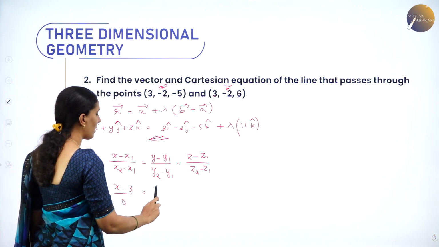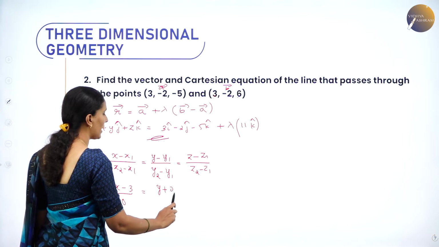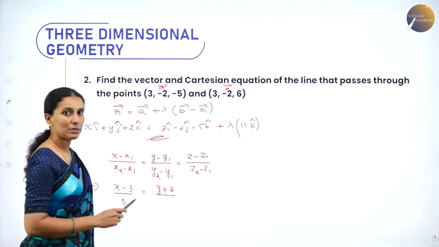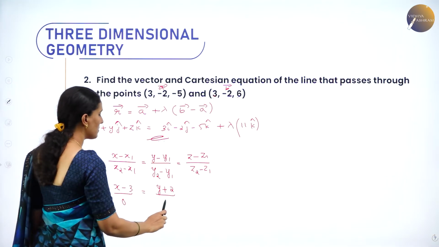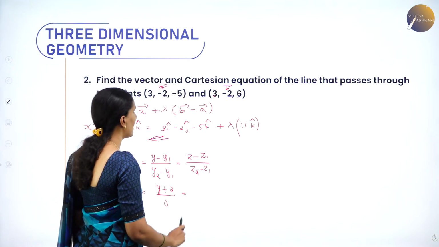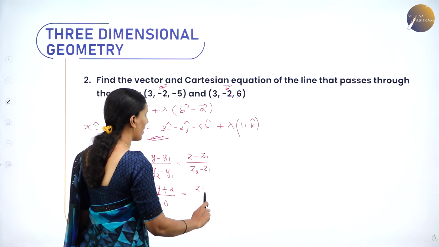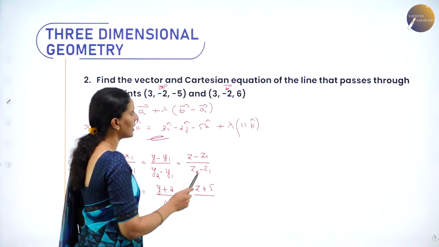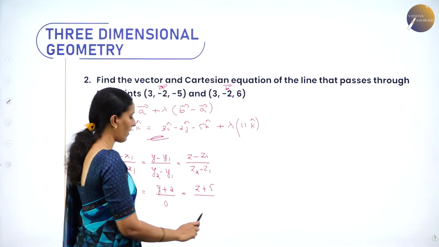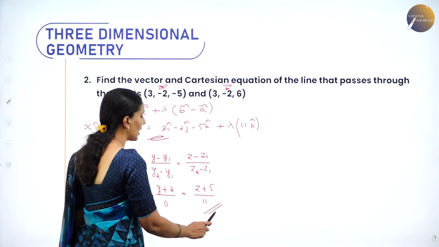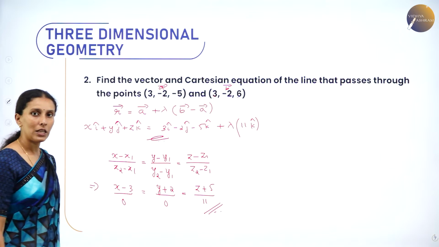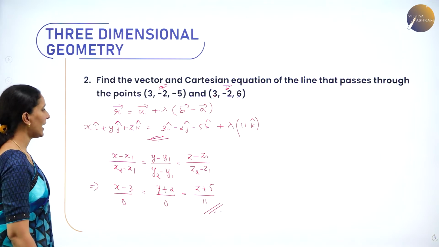Next, y minus y1 means y + 2 we have. y2 minus y1 is −2 + 2, which becomes 0 here. Next, z minus z1 is z + 5 we have. z2 minus z1 is 6 + 5, which becomes 11. So this is the Cartesian equation of the given line.